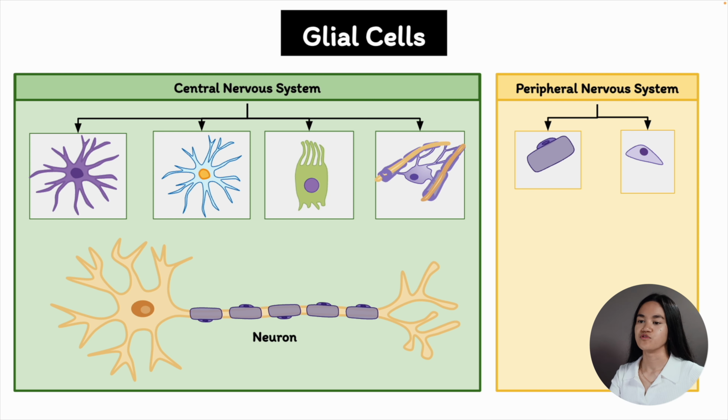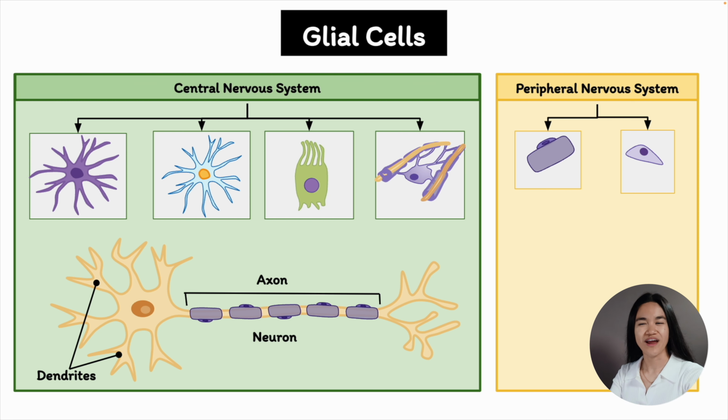So looking at the structure of neurons and glial cells, neurons will have an axon and dendrites, which are used to transfer electrical signals, whereas glial cells don't. They're not directly involved in electrical signaling. They don't conduct nerve impulses. Instead, they help support the neurons and maintain the extracellular environment surrounding them.